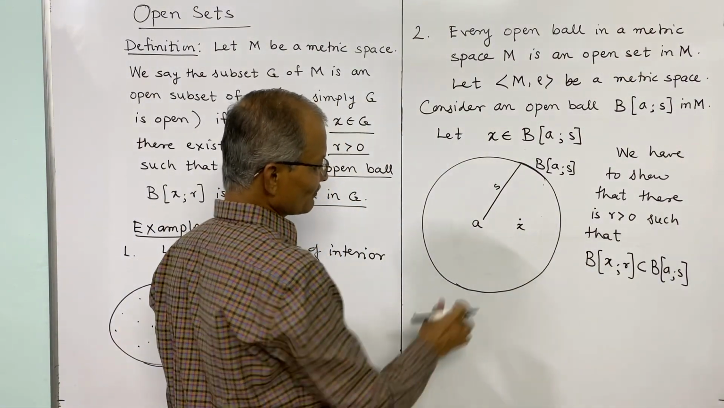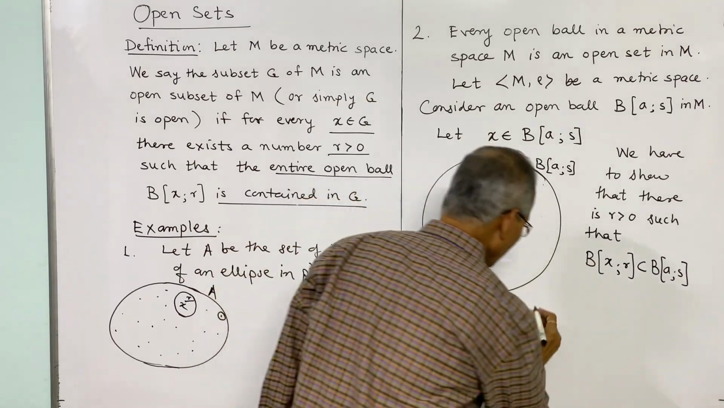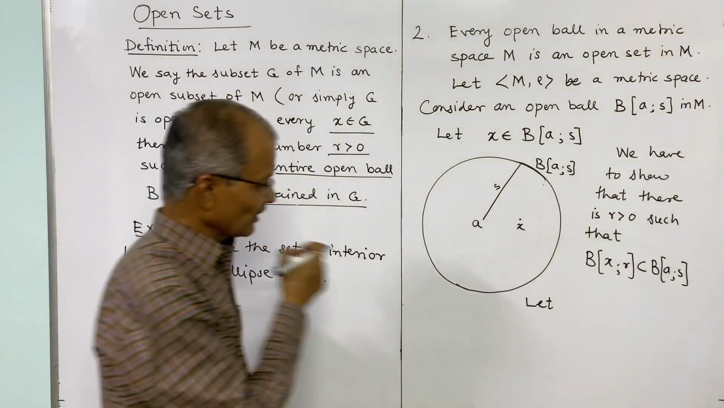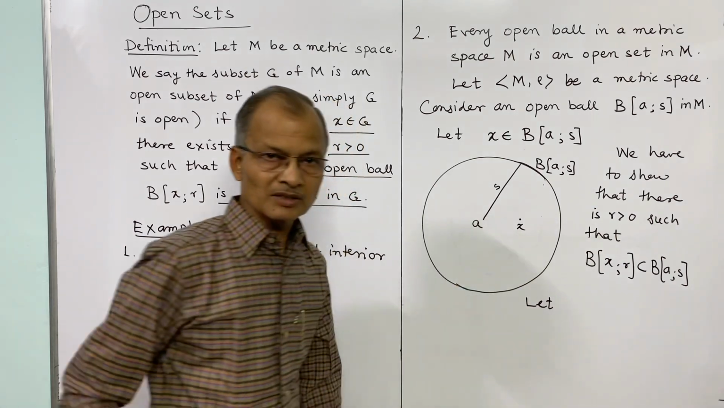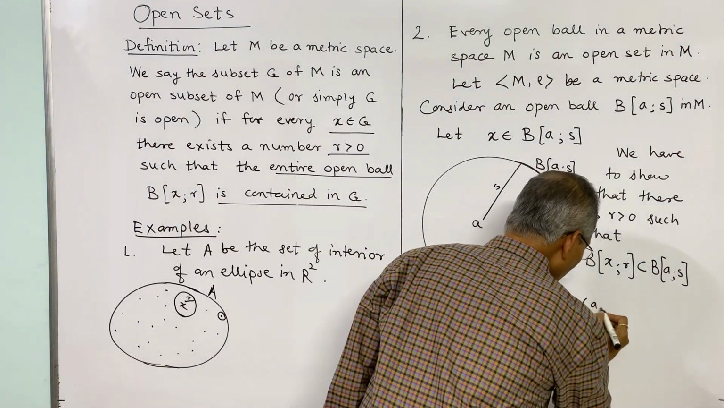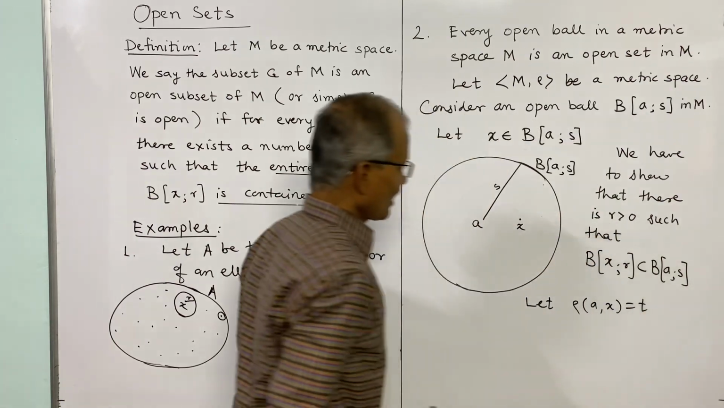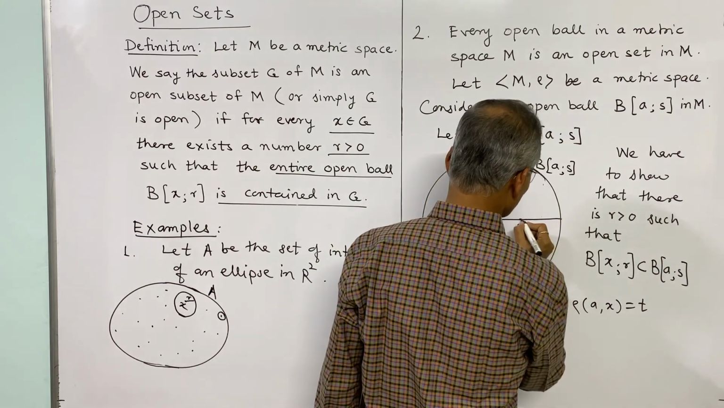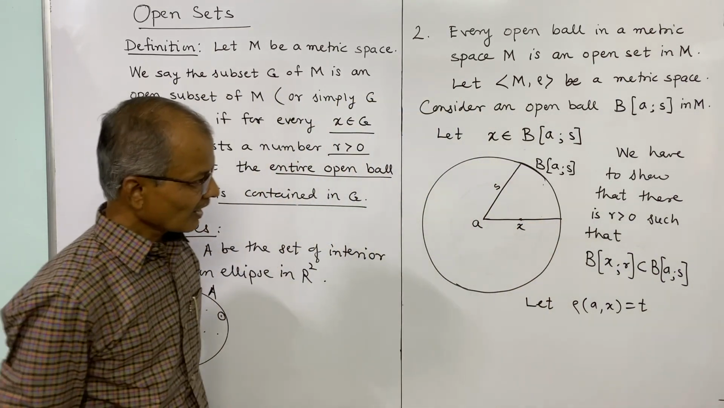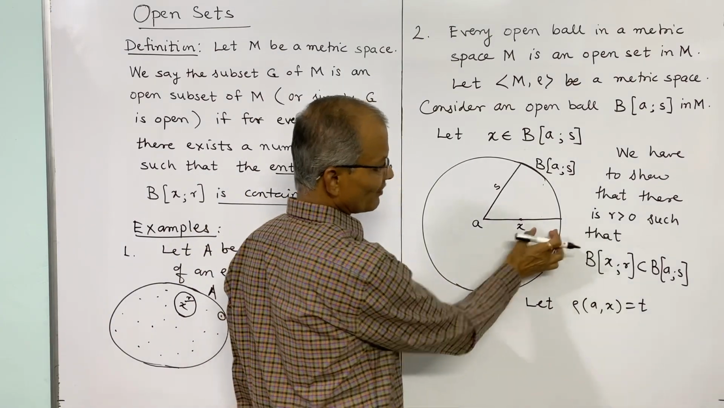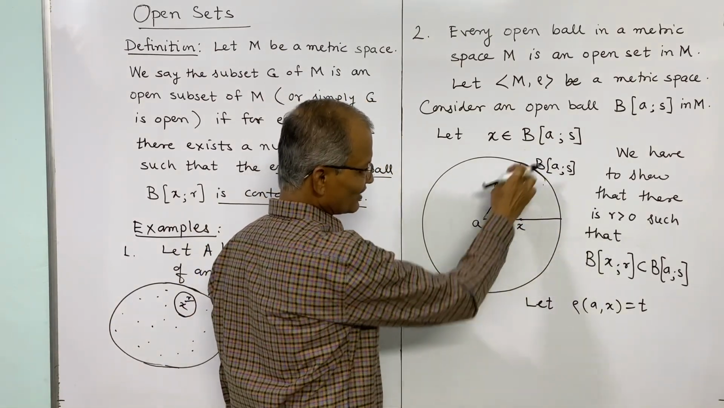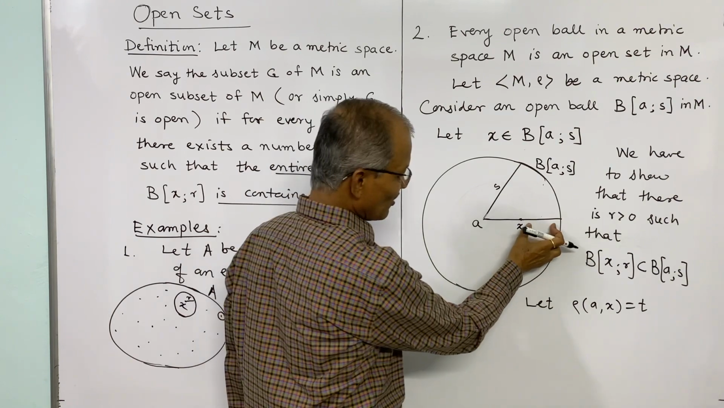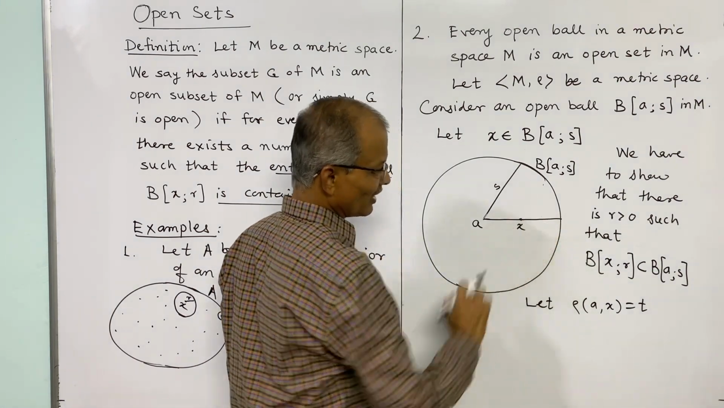Now for this purpose we shall select this distance to be t. Let rho of a and x be equal to t. See, this distance is t, and I will extend it. Suppose this is the point x, and this distance is t. And what will be the remaining distance? Because the entire radius is s, if this part is t, this will be s minus t. And therefore we have to take the radius which is less than this. Then the open ball will be entirely in this.